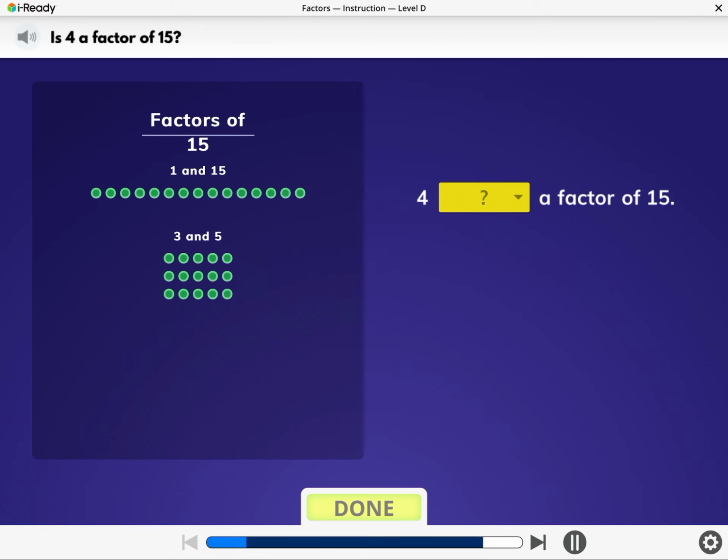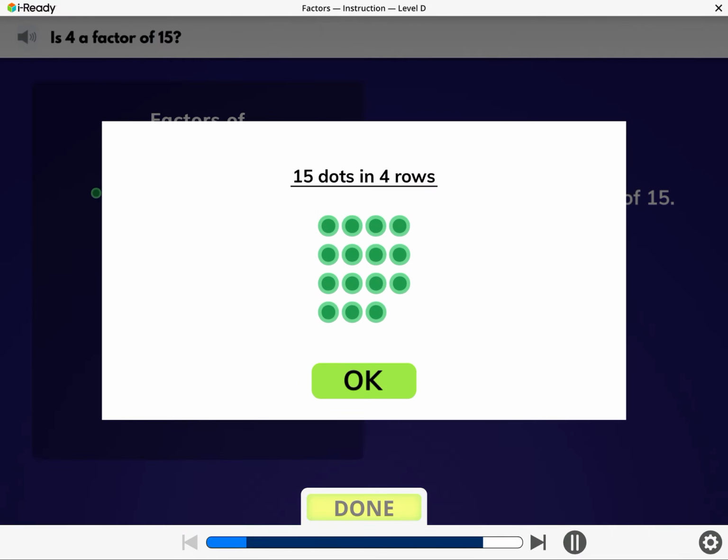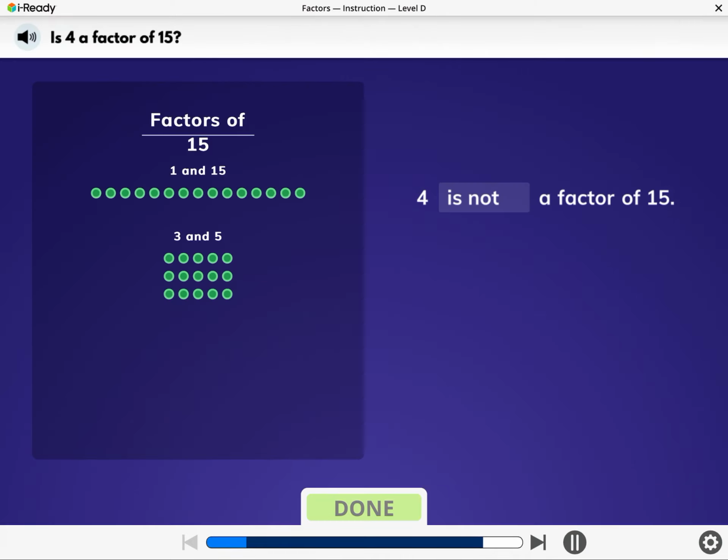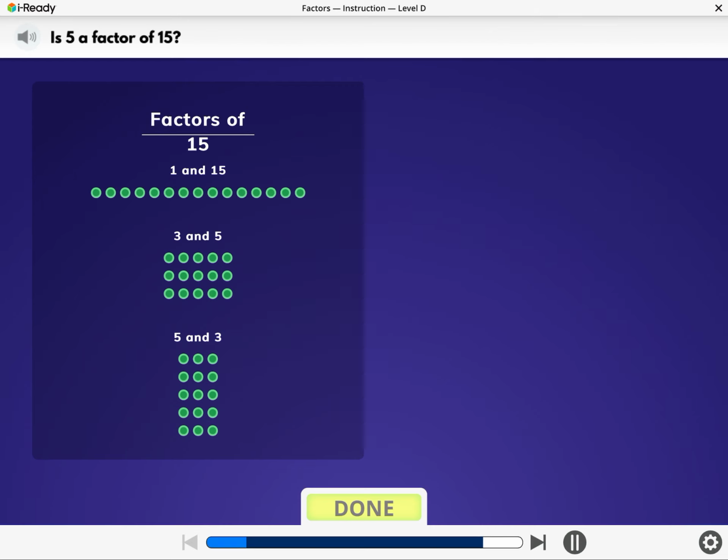Is 4 a factor of 15? You can't divide 15 dots into 4 equal rows because 15 is not a multiple of 4. 4 is not a factor of 15. Is 5 a factor of 15? You can divide 15 into 5 rows of 3, but you already have 3 and 5 as a factor pair. You're starting to see repeats, so you found all the factors of 15. How many factors does 15 have?